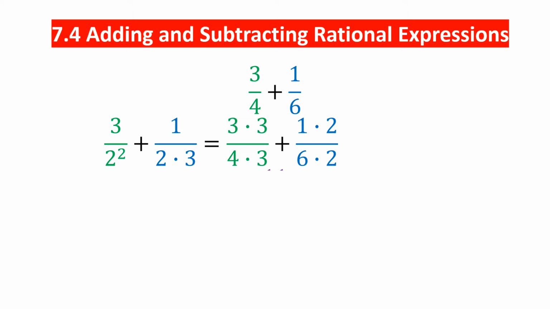So to convert 3/4, we would multiply the numerator and denominator by 3. To convert 1/6, we'd multiply the numerator and denominator by 2. When we do that, we would come up with 9/12 and 2/12. Therefore, we're able to add, and when we do so, remember, we're just simply going to add the numerators to get 11, and 12 will be our denominator.